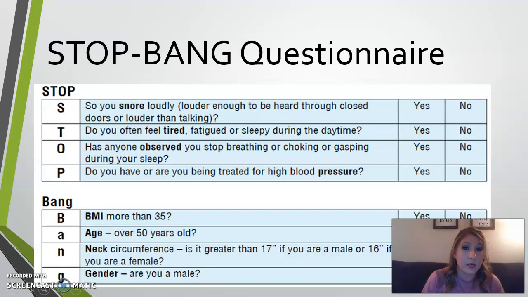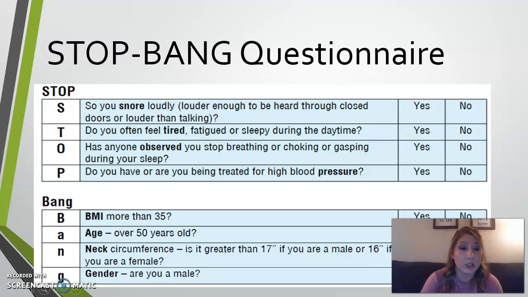And then another one is a questionnaire that we would ask our patients. This is a common questionnaire that I had found. It's called the STOP-BANG questionnaire. So you would ask your patients these questions. STOP stands for: do you snore loudly, loud enough through a closed door? Do you often feel tired, fatigued, or sleepy during the daytime? Has anyone observed you stop breathing or choking or gasping during your sleep? Do you have or have you ever been treated for high blood pressure? The patients would say yes or no.